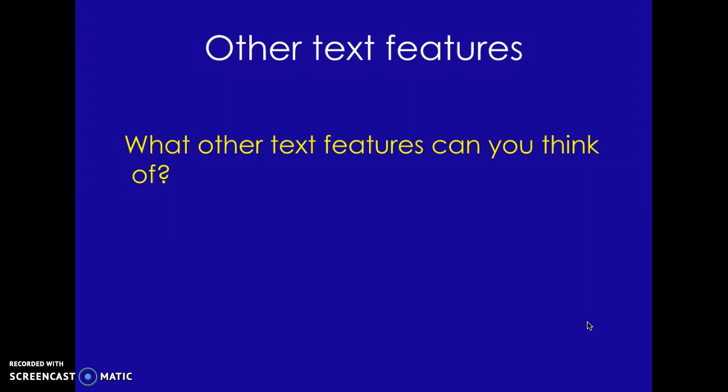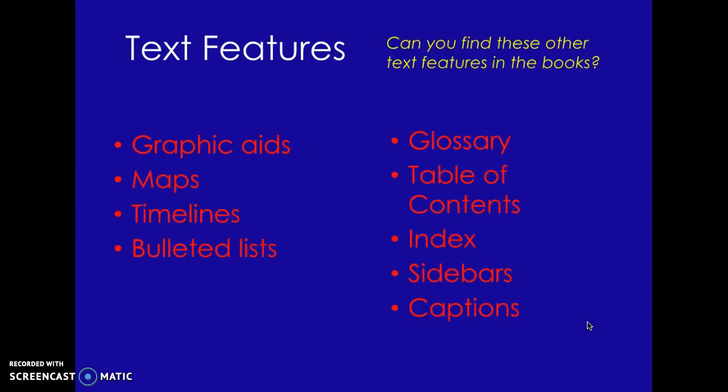Okay, so you can probably think of some on your own. If you have a textbook around you or at school, you can probably see a bunch of different ones present. These include graphic aids, like charts, bar graphs, pie graphs. You can have maps in there too, just to give you more of a geographic sense of it. Timelines, bulleted lists such as these. A glossary at the end of the book, just to give you almost like a mini dictionary of some of those bold and italicized words.